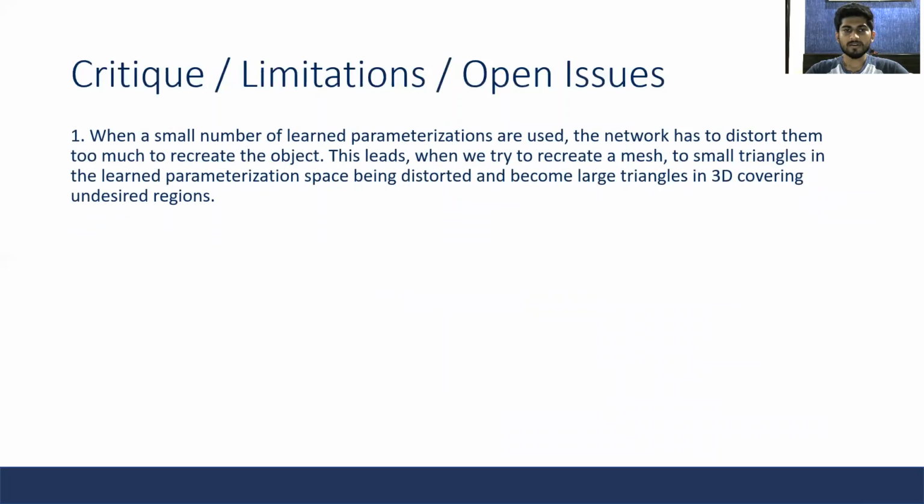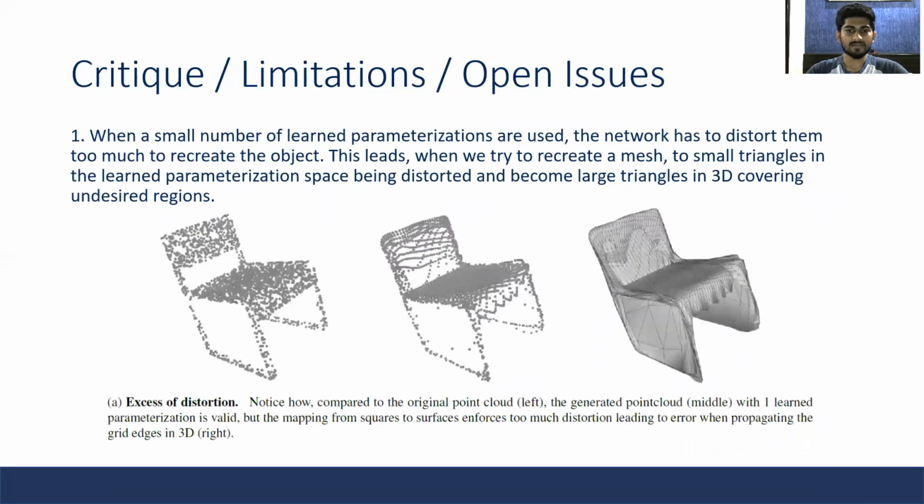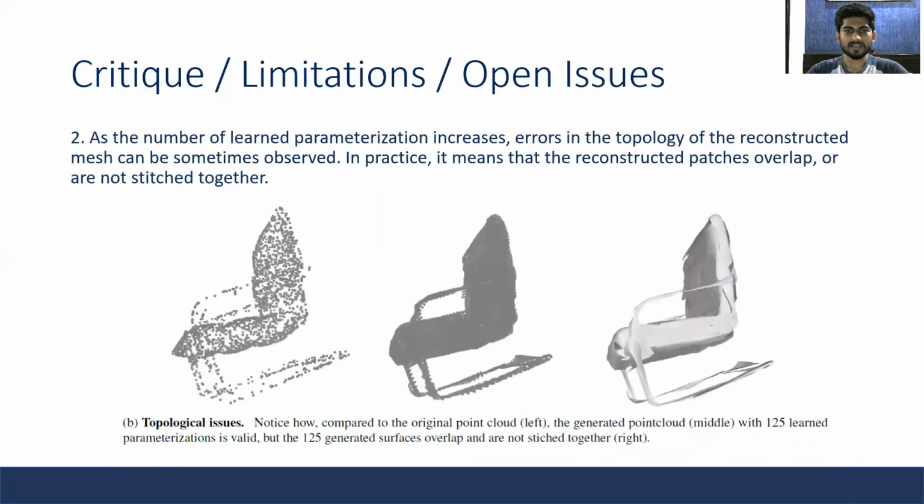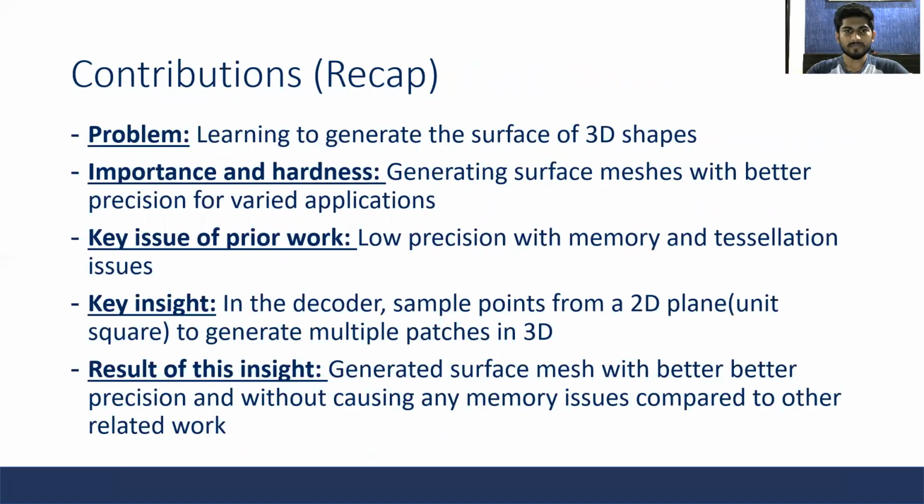Talking about two main limitations. When there is a smaller number of learned parameterizations, it distorts the triangles and creates larger triangles, which fill these open spaces. That is why you get some coverage in undesired portions as well. And then the second limitation: if you overdo the number of patches, then they can overlap and the mesh is not stitched together properly. So that was the paper.